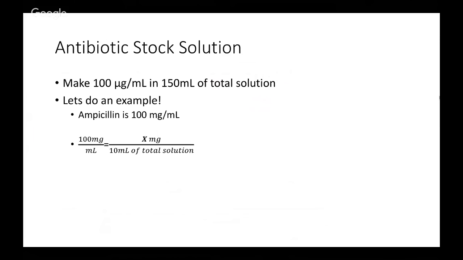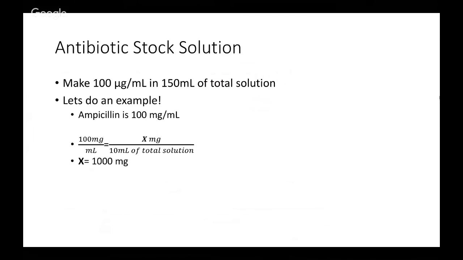So yeah, we're going to do it in 10 milliliters of total solution. This is kind of how I would set up the calculation. For example, you see here 100 milligrams per milliliter equals X, which is what we're trying to solve for, out of 10 milliliters of total solution. That's how I'd set it up, which means that X would equal 1,000 milligrams.